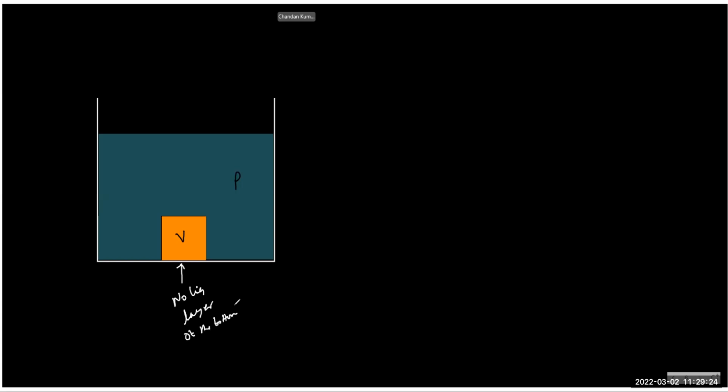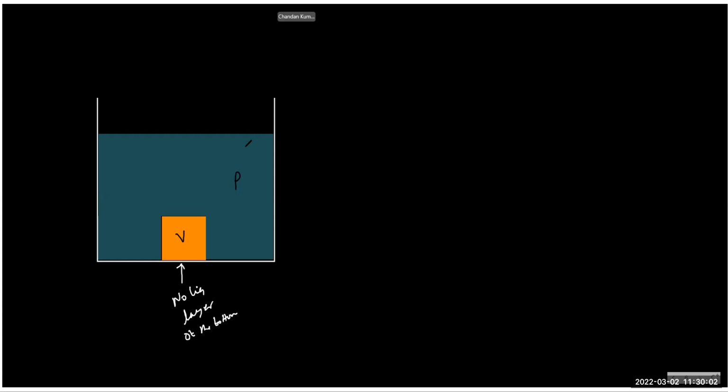So the question is, will there be any buoyant force on the block? Yes or no? Will there be any buoyant force? Yes or no? But the buoyant force is the net upward thrust, right? So from where can you get the upward force?